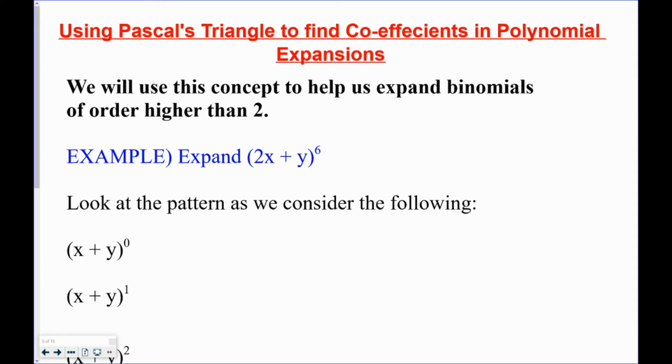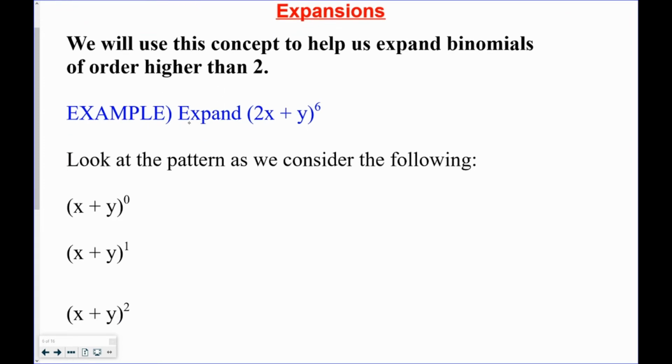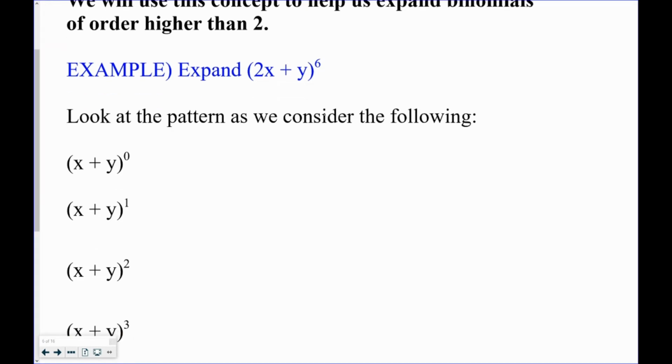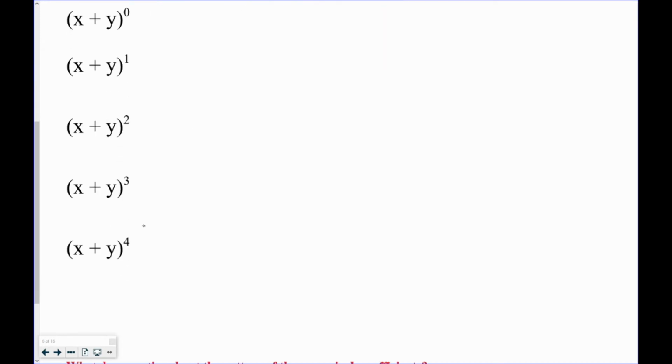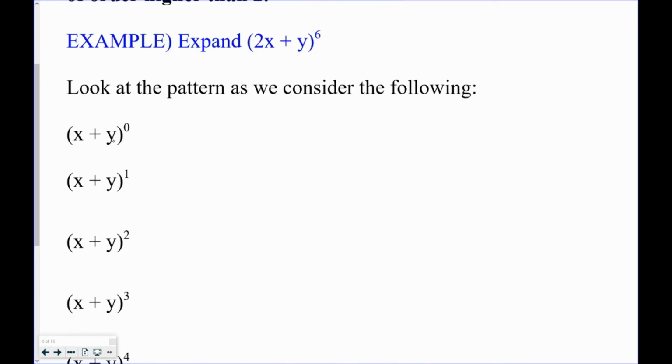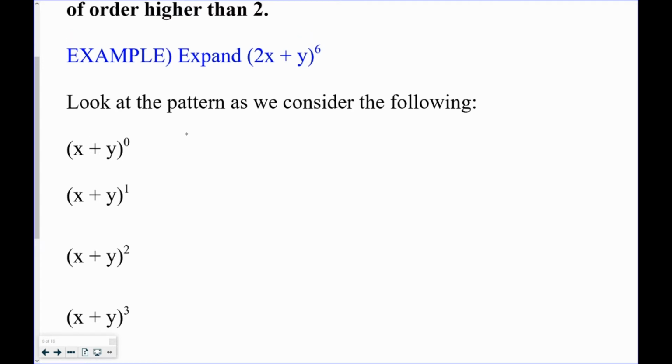So I promised you that we'd be able to expand binomials using Pascal's triangle. In this example, I ask you to expand (2x + y) to the power of 6. That's a lot of foiling. Now, you really don't want to do any of that work, believe me. So let's take a look at just x plus y and see if we can figure out how we can use Pascal's triangle to do this, because it's not obvious.